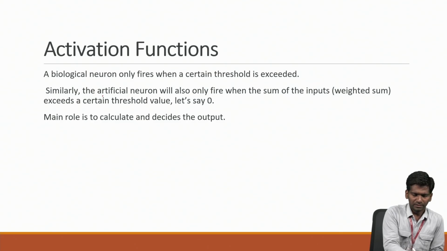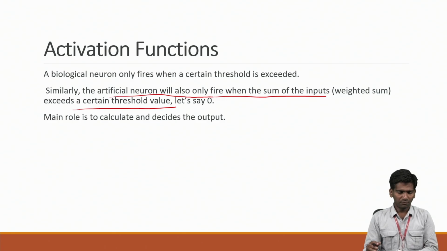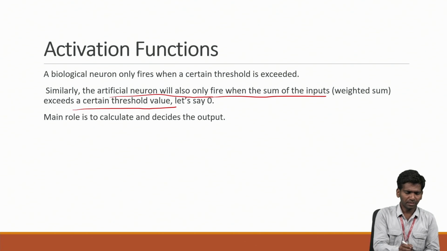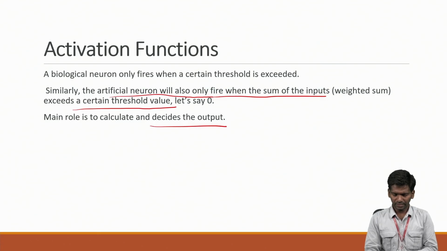Similar to the biological neuron, the artificial neuron will also only fire when the sum of the inputs exceeds a certain threshold. If they have some energy to process it to the next cell, then only the neuron gets fired and the information will be passed. That threshold is monitored by these activation functions, to provide energy to the neurons in order to pass the information to the successive neuron cells. Their main role is to calculate and decide the outputs by providing the threshold energy.